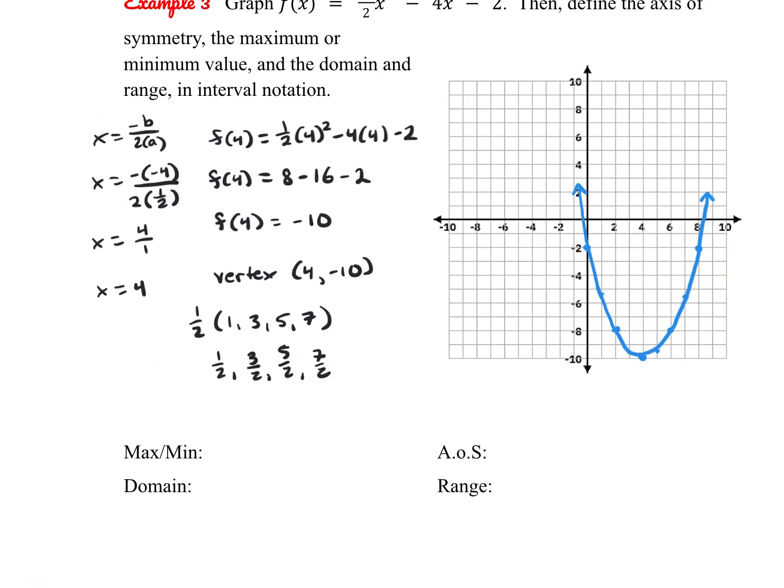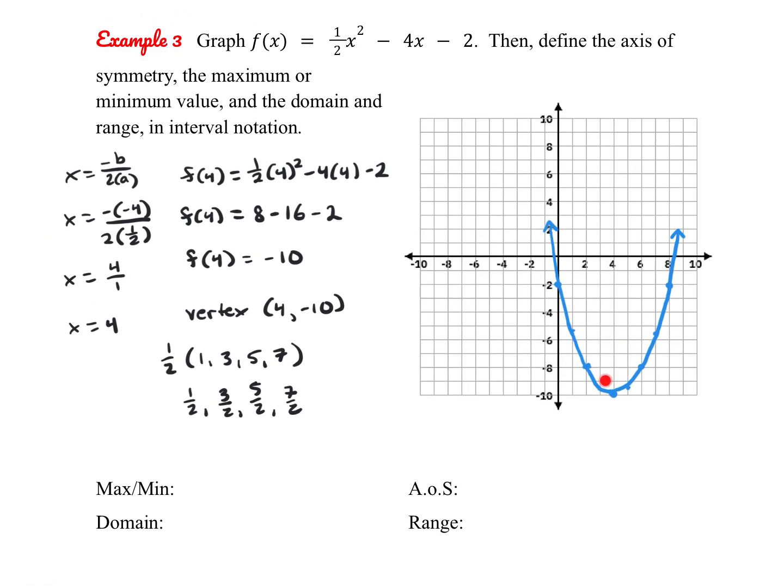Okay, here again we have an upward facing graph. So we have a low point, which is a minimum. And that minimum is going to be y equals negative 10. Our axis of symmetry, that vertical line that goes through our vertex, will be the equation x equals 4. Our domain is all real numbers, and our range is negative 10 to infinity.